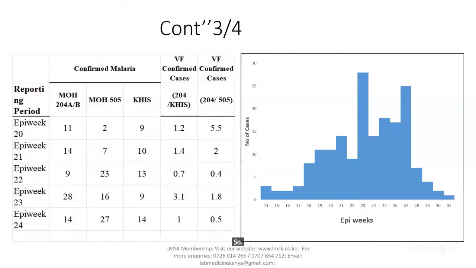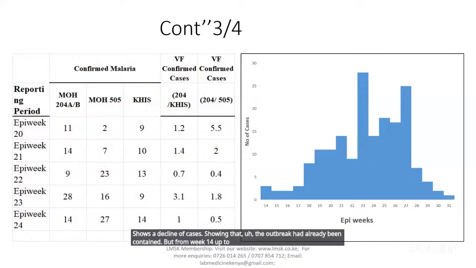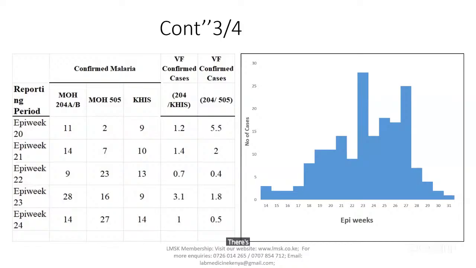So this one started on week 14, and it just moved. The peak was in week 27, as you can see. Week 27 recorded the highest number of cases. Then there was a decline showing that the outbreak had already been managed. Up to week 29, up to week 31, shows a decline of cases, showing that the outbreak had been contained. But from week 14 up to week 27, there's an upward increase of cases.